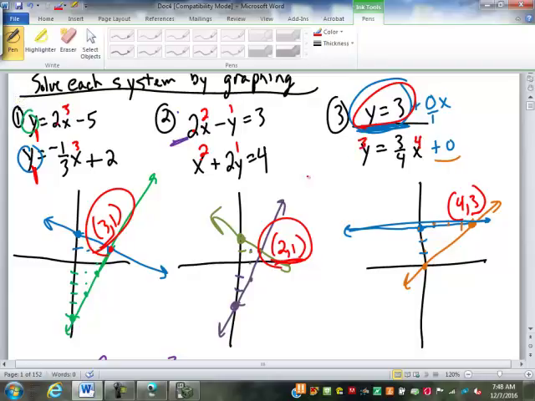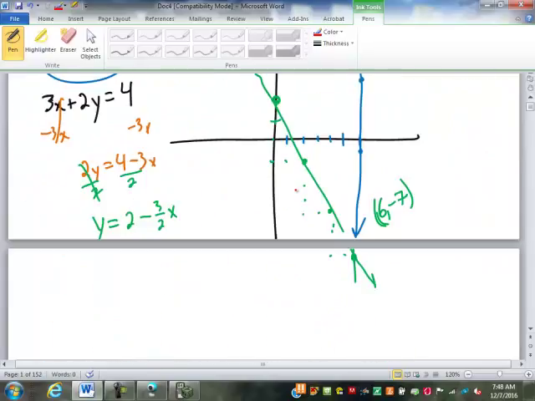So on all of these systems, you should be taking that solution and putting it back in the equations to make sure it works. Any questions?